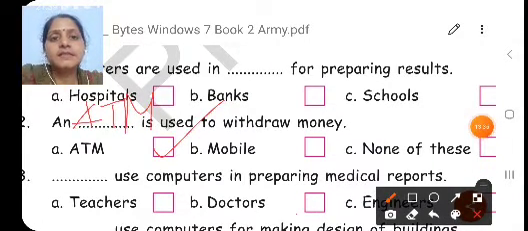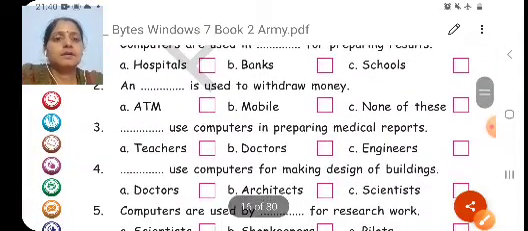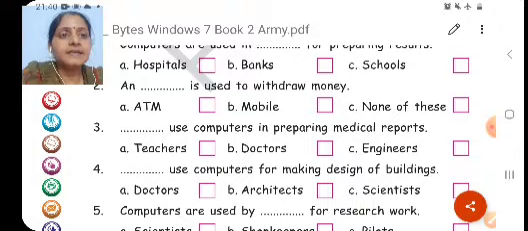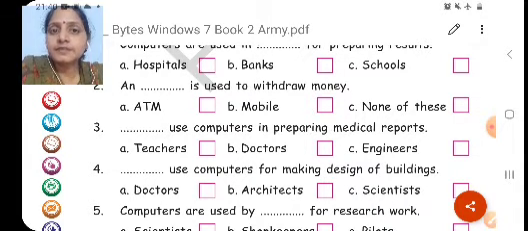Now children, question number 3. Dash use computers in preparing medical reports. So children, where do we prepare medical reports? We prepare medical reports in hospitals, and these are prepared by the doctors. First option is teachers, second option is doctors, third option is engineers. So the correct answer is doctors. You will write here doctor and put a tick in front of doctor.